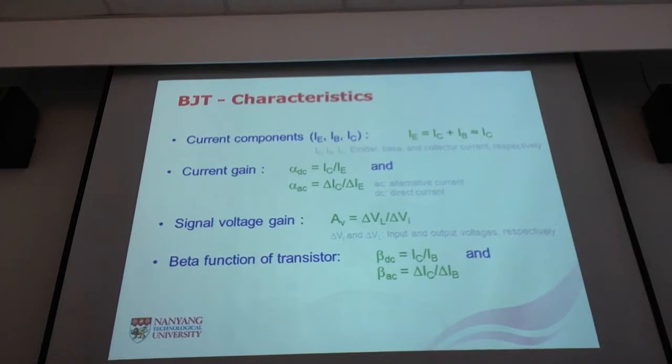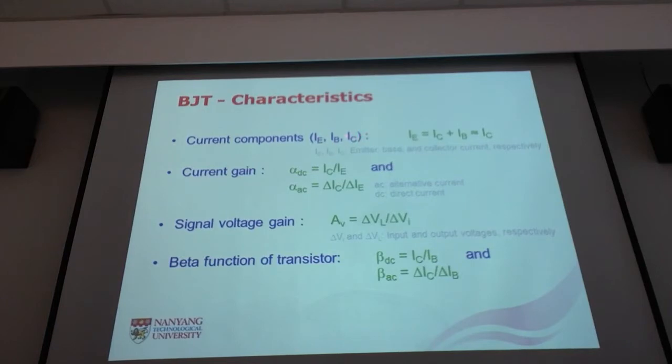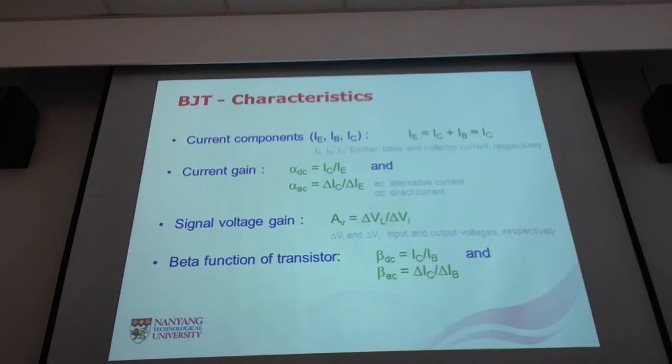Okay, so for the bipolar junction transistor, we have these 4 characteristics. The first one is the current component. IE, of course, is the emitter current, with the emitter, base, and this is the collector. By definition, IE equals IC plus IB, which means the current generated in the base plus the current collected by the collector. In most ideal cases, IB is negligible, so it can be simplified as IE equals IC.